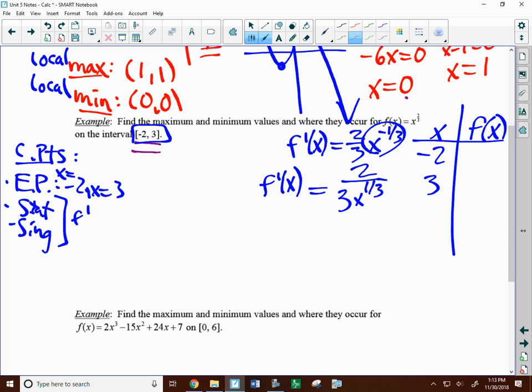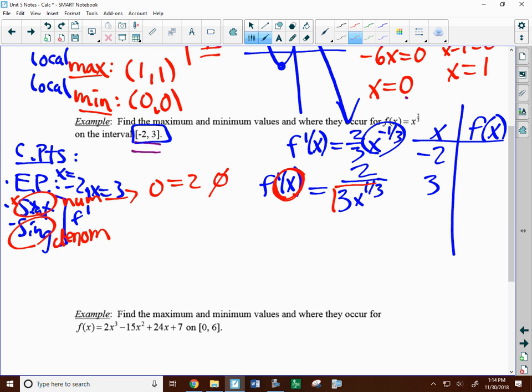Okay, now here's a good rule of thumb for this. If you have a fraction, stationary is the numerator, singular is the denominator. So what I mean by this is, we're going to set it equal to 0, like we did in the last one. To get the stationary points, you're really just setting the numerator equal to 0. So for this one, stationary, I do 0 equal to 2. And of course, that doesn't give me any solutions. So basically, there are no stationary points.